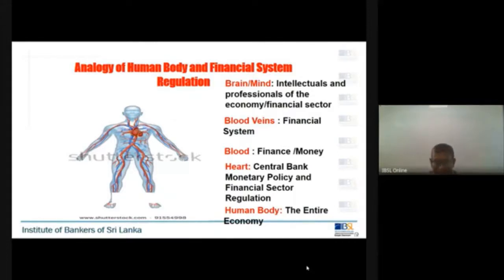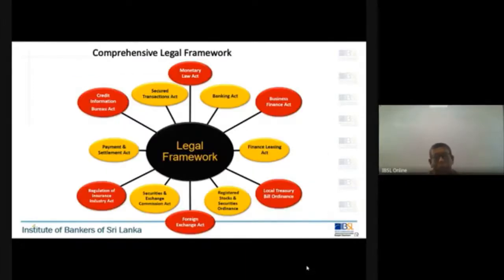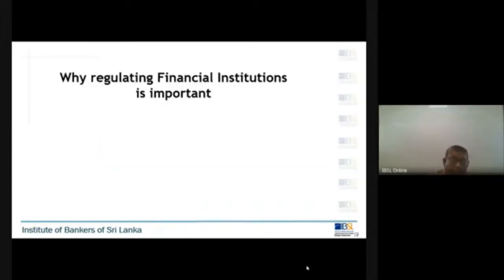Okay, now we have a lot of legal frameworks. We have a lot of laws: Monetary Law Act, Banking Act, Business Finance Act, Finance Leasing Act, Registered Stock and Securities Ordinance, Foreign Exchange Act, then the Securities Exchange Act, Regulation of Insurance Industry Act, Payment and Settlement Act, Credit Information Bureau. So there are so many legal frameworks which protect the financial sector, right?